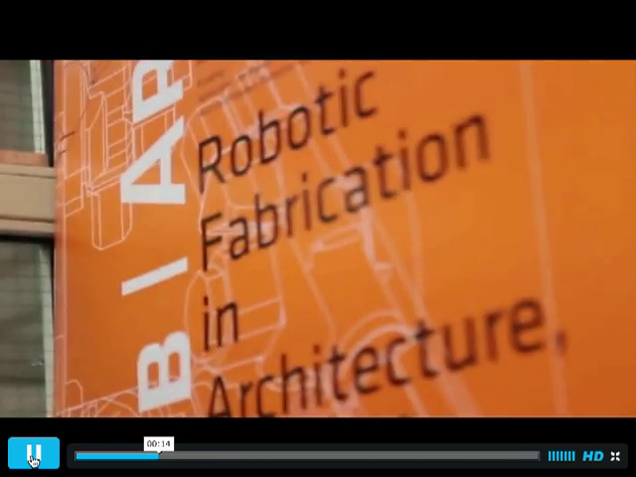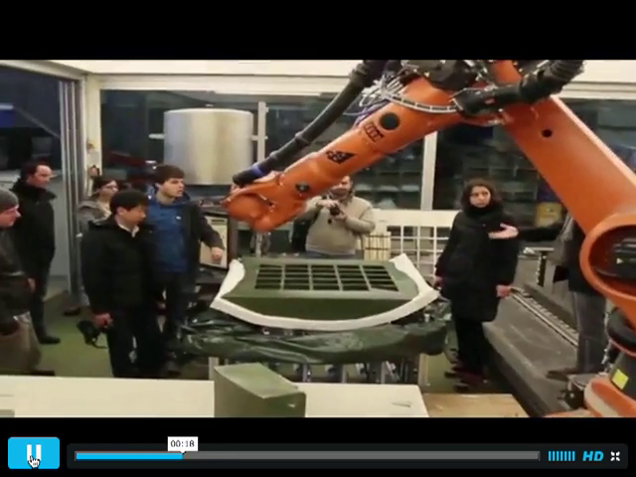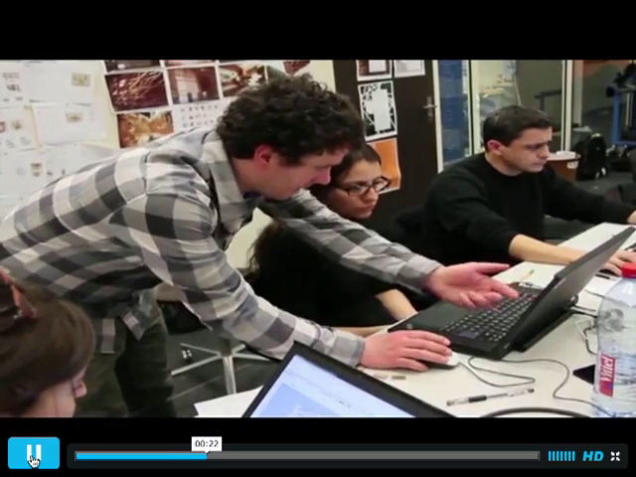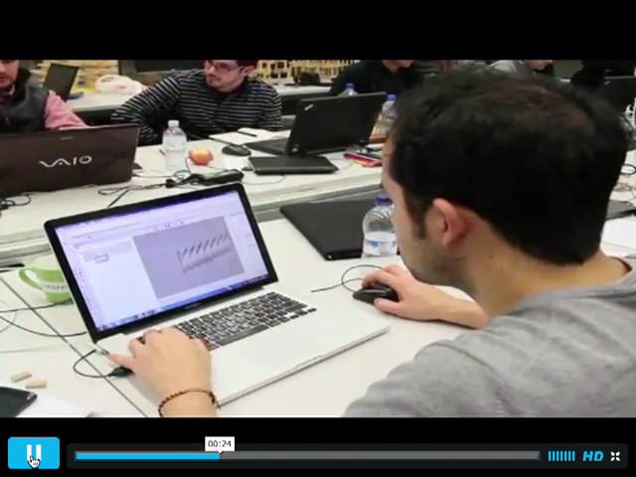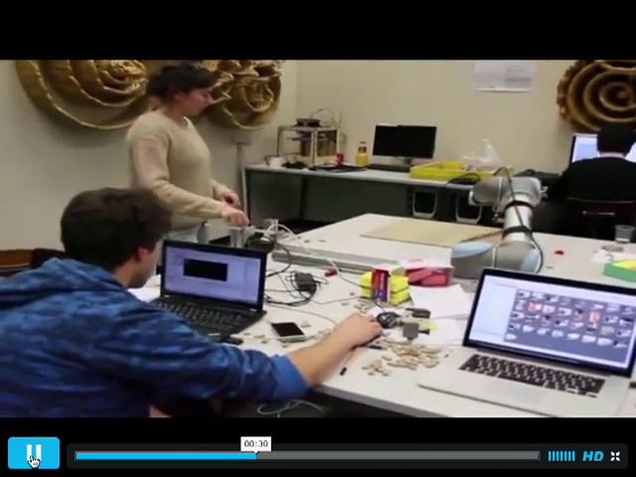So this is what I'm talking about with this brick. There are basically these robots that can pull bricks from piles and assemble them. Now, what's on their screen there? Rhino? And you'll see Grasshopper scripts in these things too. These are controlled by Grasshopper scripts.